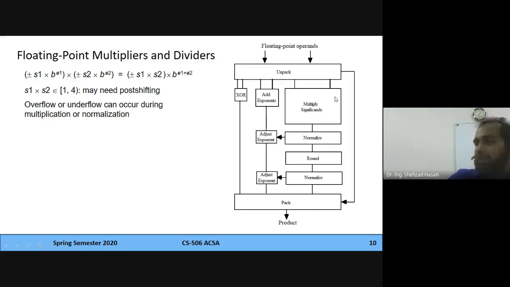So we have talked about the multiplier. If you're going to multiply significands, we have talked about different multiplication schemes in our earlier discussion. And division is a simple process like this. So you can do the same for division. Instead of a multiplier, there would be a divider, and instead of adding the exponents, you are going to have a subtractor over here.